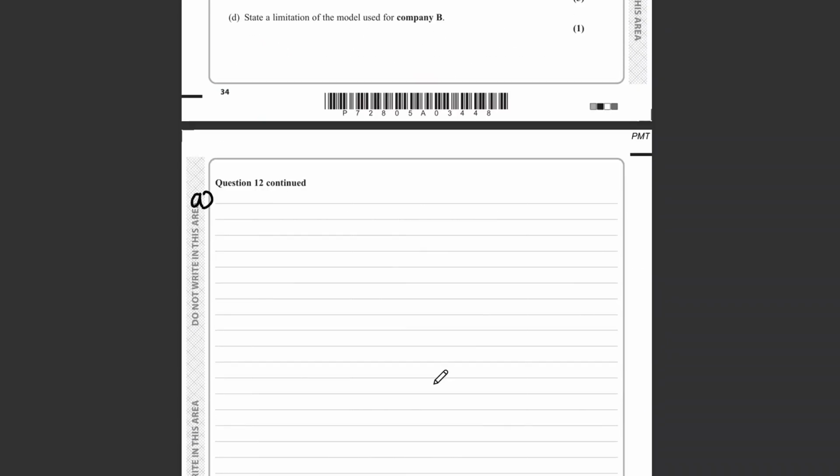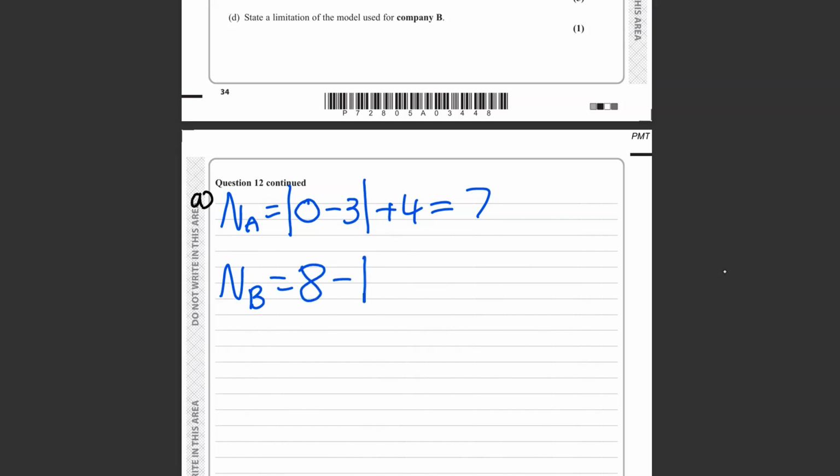So if we start with NA, so NA is the modulus of t, now t is 0 here, and then minus 3, and then plus 4, okay? So this here is going to be the modulus of minus 3, so this is going to be 3, so it's going to be 3 plus 4, which is 7. So NA is equal to 7, and NB is equal to 8 minus the modulus of 2t, so it's going to be 2 times 0, and then minus 6. So this 2 times 0 is just going to be 0, so it's going to be the modulus of minus 6, which is 6, so it's going to be 8 minus 6, which is 2.